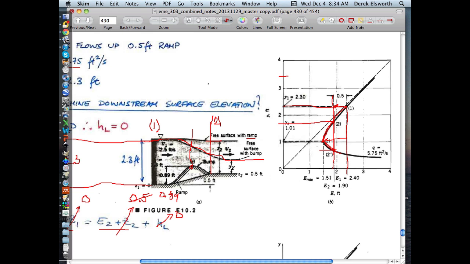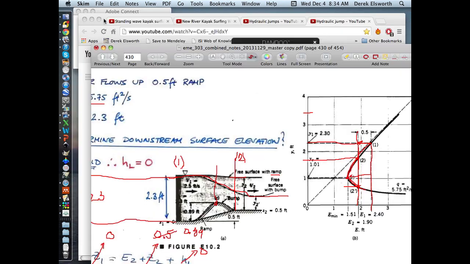hydraulic jumps. And I'm not being able to move between these very well. There is a video in here.